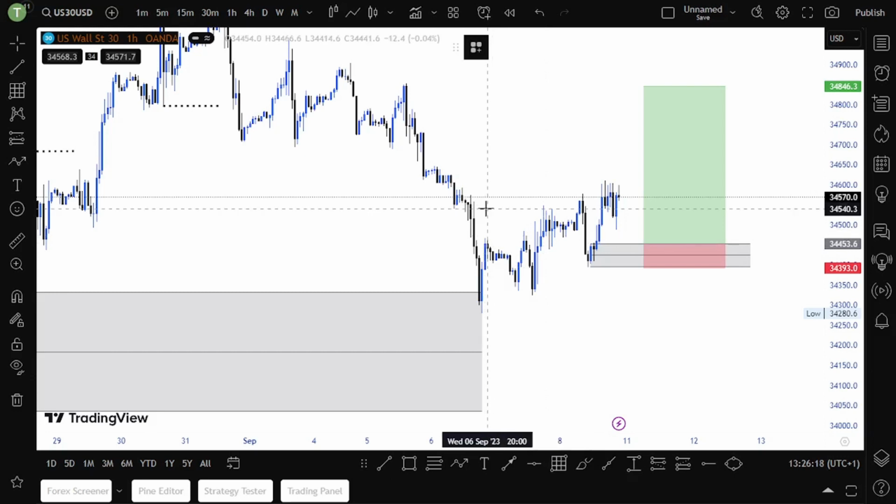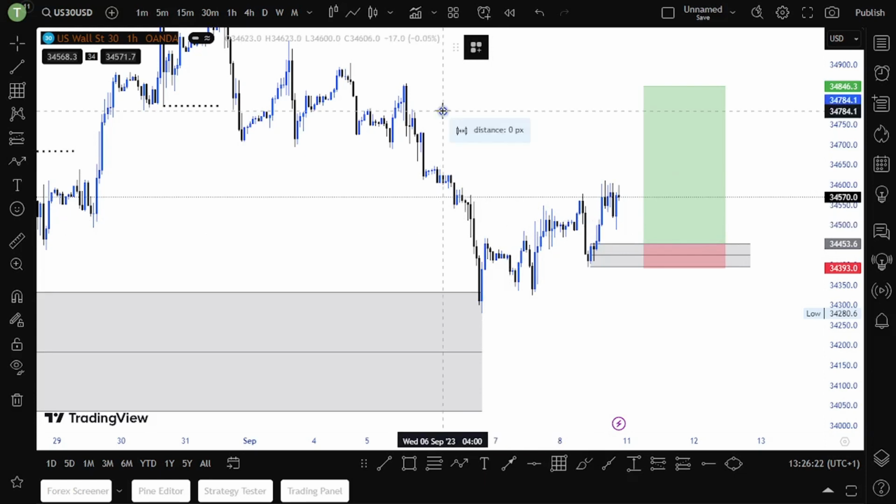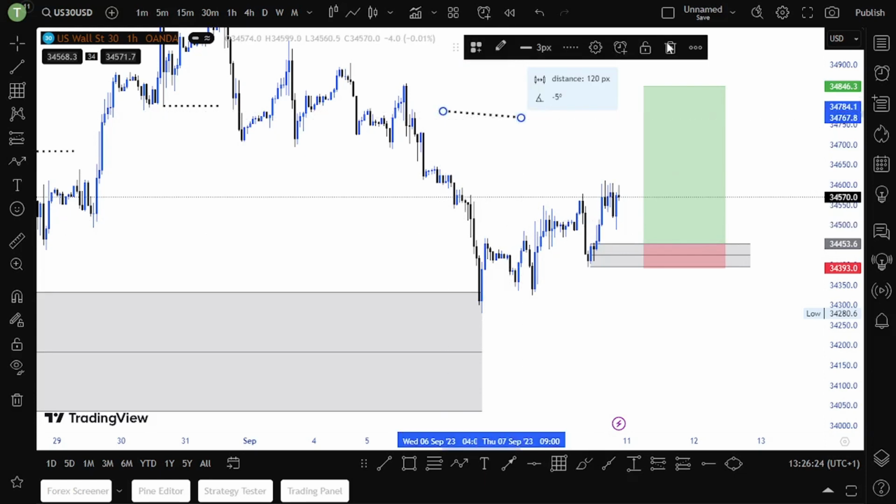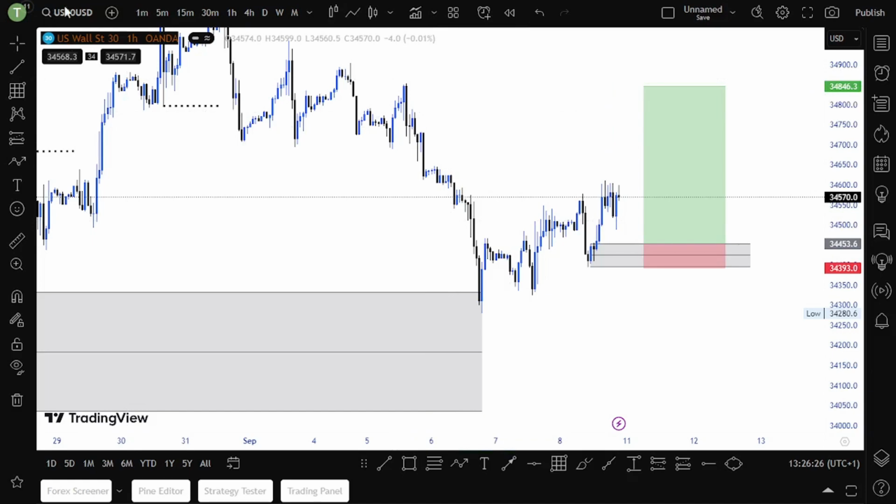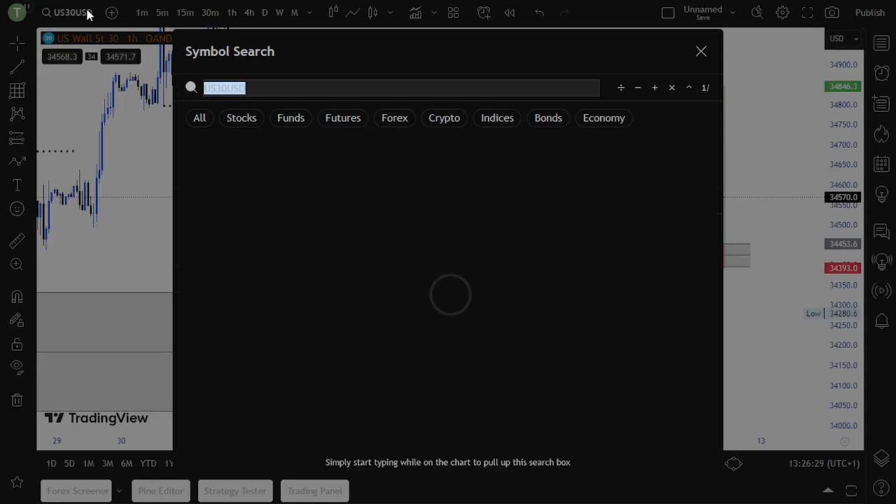So we are currently in an uptrend, guys. That is my view on US30.